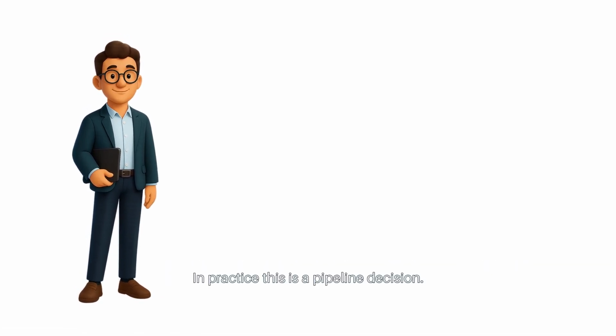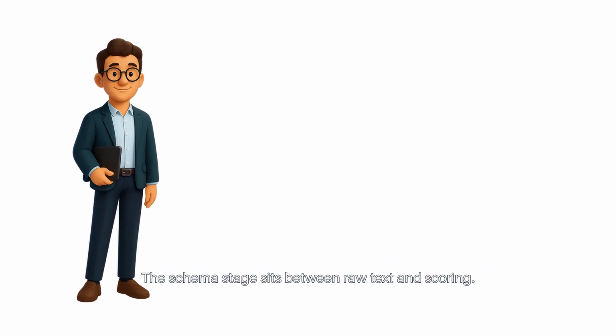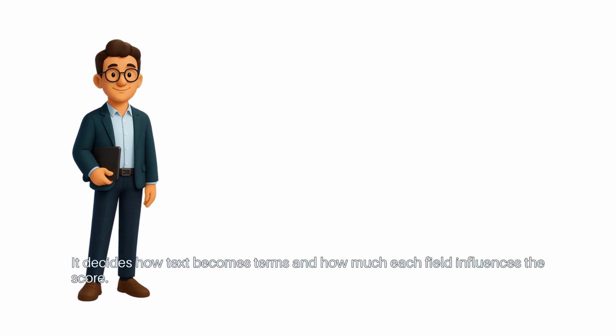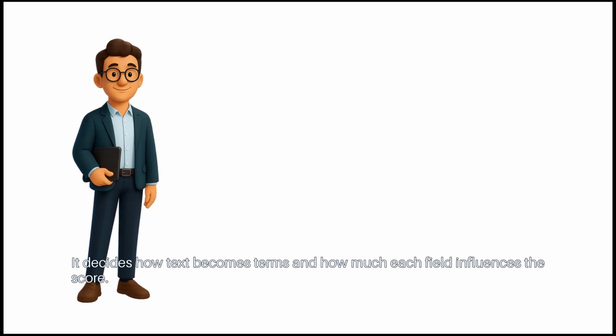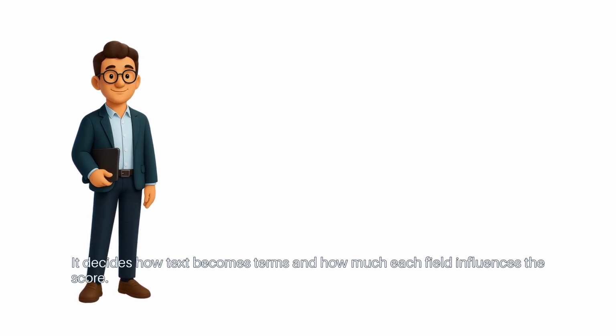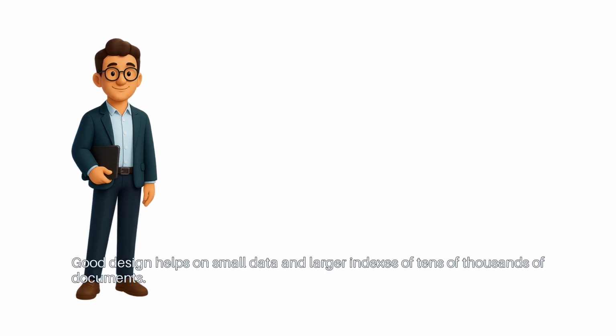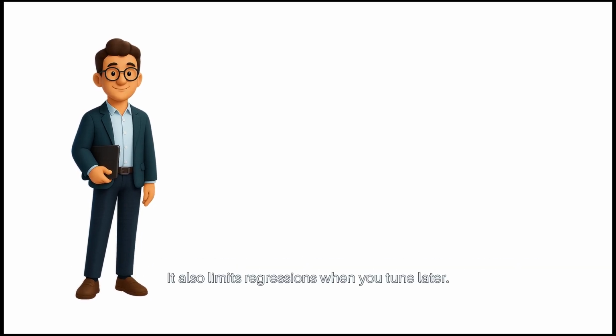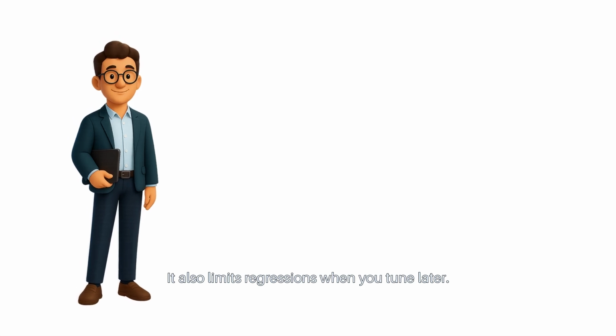In practice, this is a pipeline decision. The schema stage sits between raw text and scoring. It decides how text becomes terms and how much each field influences the score. Good design helps on small data and larger indexes of tens of thousands of documents. It also limits regressions when you tune later.